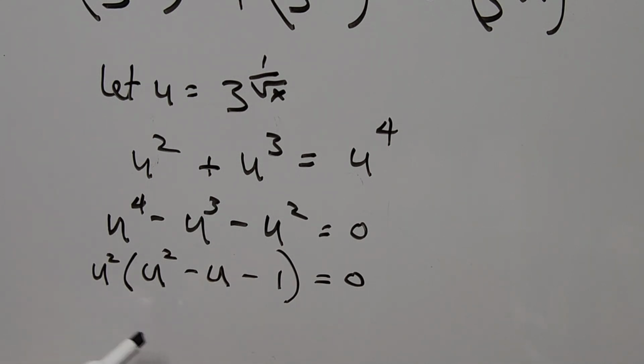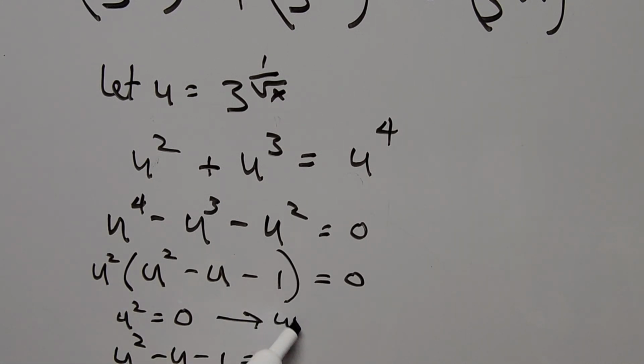So we have two factors: u squared is equal to 0, and u squared minus u minus 1 equals 0. Take a look at this. u squared is equal to 0. We consider this undefined, right? Because there's no such thing as 1 over the square root of 0. And so we have this equation, u squared minus u minus 1 equals 0.